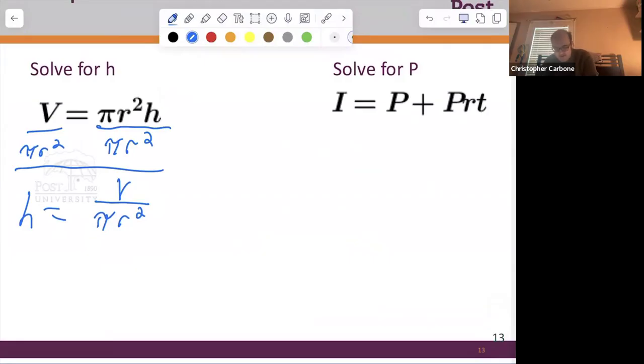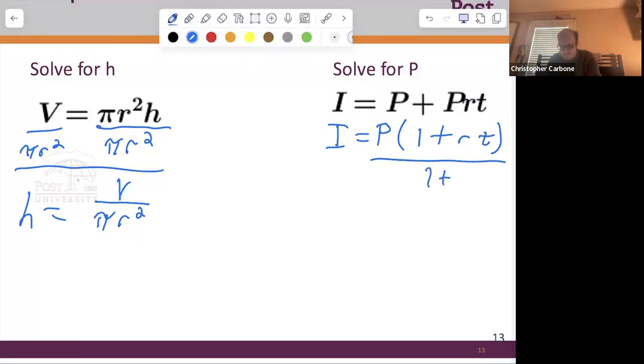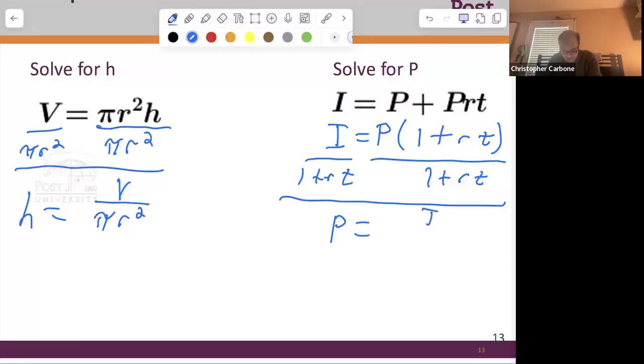Likewise for the right, solving for P, in this simple interest formula, I is equal to P plus P times RT. So we have 2 P's though here on the right, which is the problem for this. But for this, we're going to factor out that P. I would be equal to P times 1 plus RT. And then divide by that 1 plus RT. So P would be I divided by 1 plus RT.